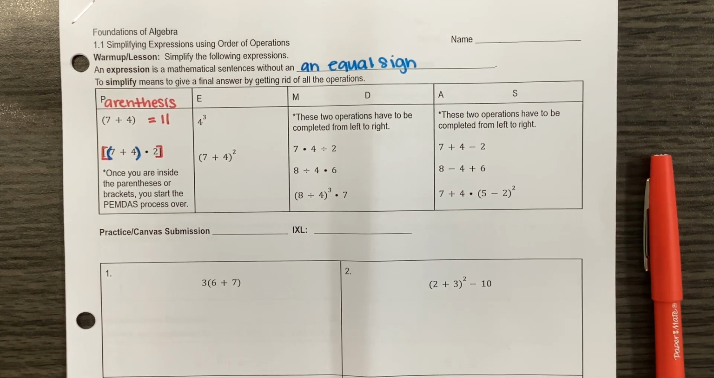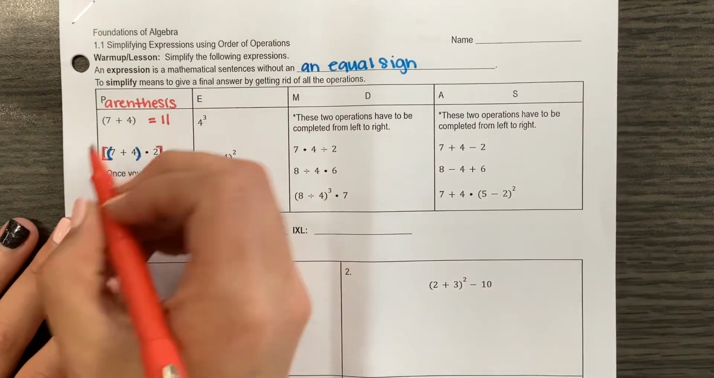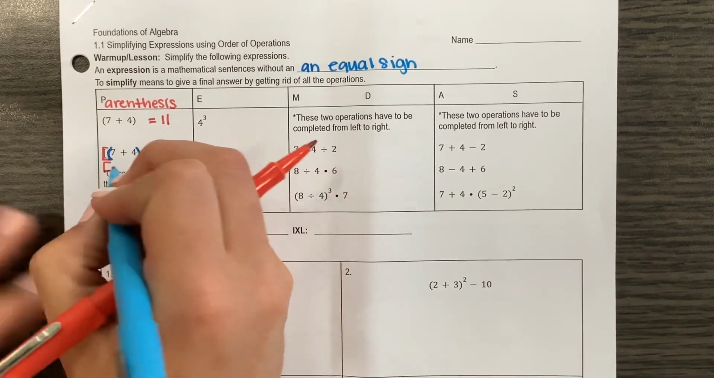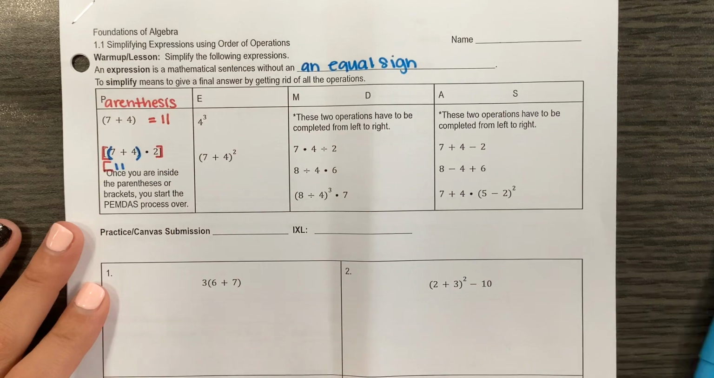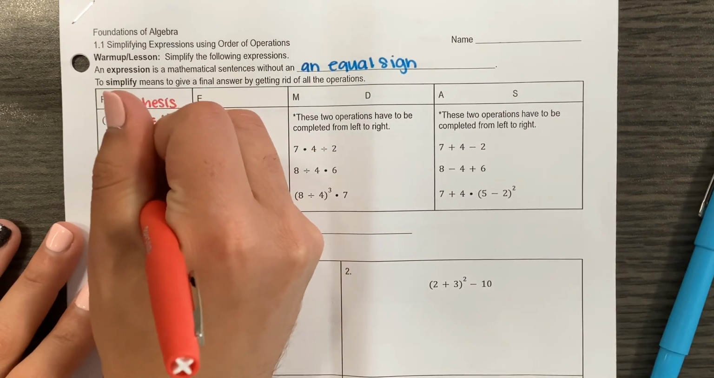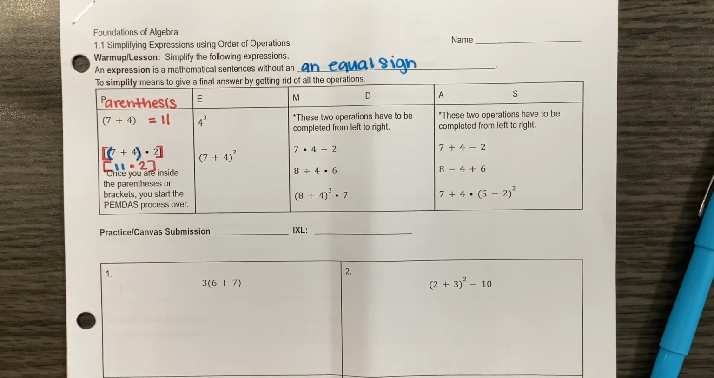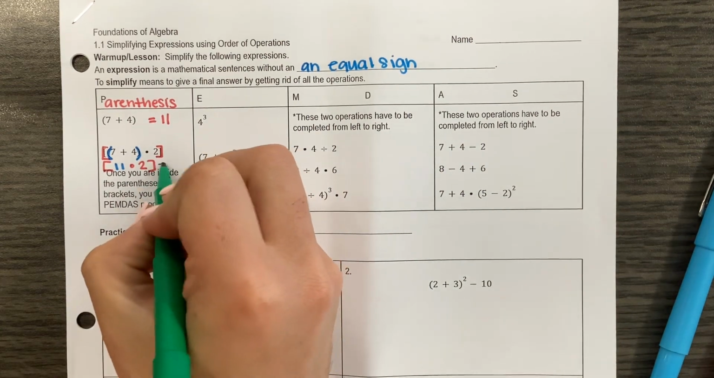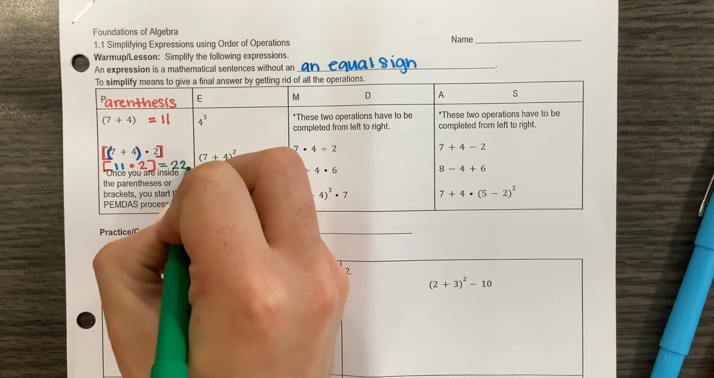So when I simplify this, I'm going to rewrite my brackets. I'm going to simplify 7 plus 4, which technically we did at the top. That is 11. I still have times 2, and I'm going to close my bracket. Now I'm not done because I still have an operation. I still have two numbers that are doing something to each other. So I do need to multiply these. So my final answer here is going to be 22.